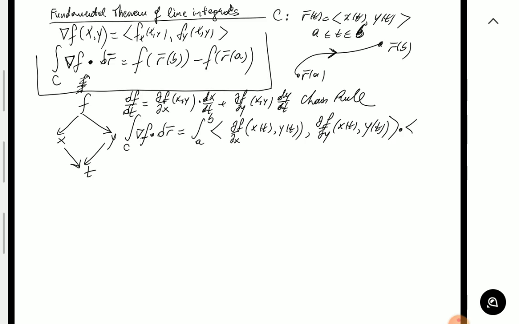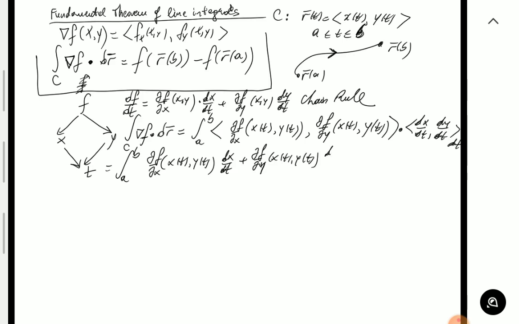You can write it as dx dt, dy dt, or x prime of t, y prime of t. So this is what you integrate with respect to t. Let's do this dot product. We're going to have partial f with respect to x at x of t, y of t times dx dt, plus partial f partial y at x of t, y of t times dy dt.